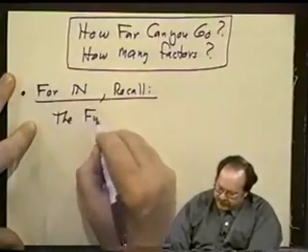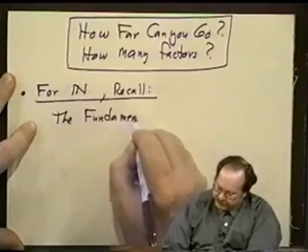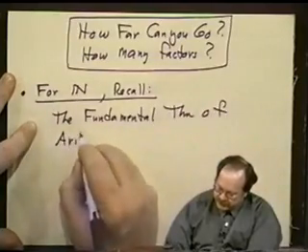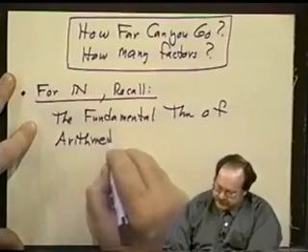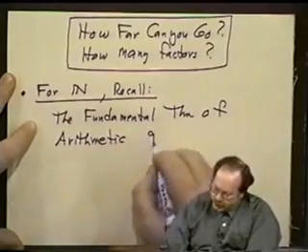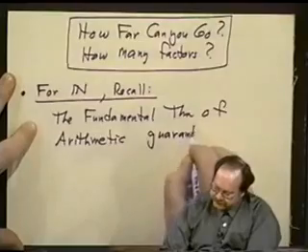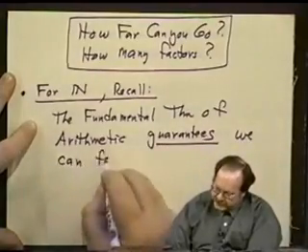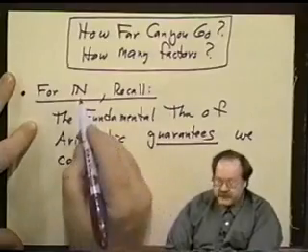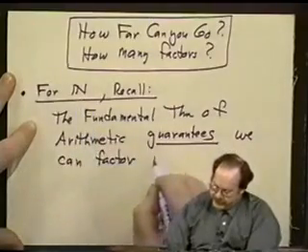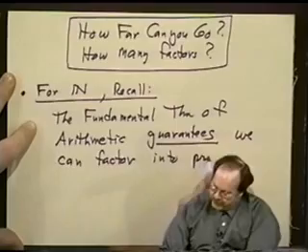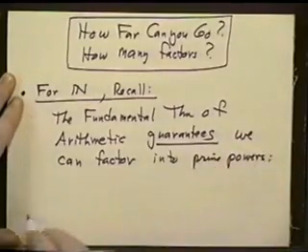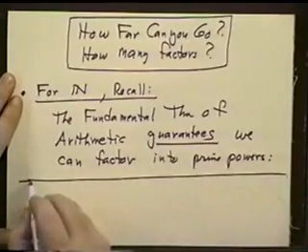The fundamental theorem of arithmetic, which we talked about earlier in basics here. The fundamental theorem of arithmetic, what does it do? It guarantees we can factor numbers from the natural numbers into prime powers. So into prime numbers, where powers possibly can occur.